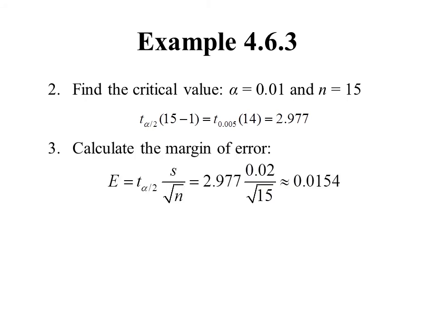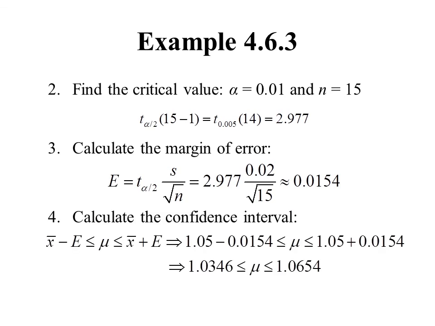Then next we calculate our margin of error. Here's our formula. We plug stuff in, t times s divided by square root of n. We do that arithmetic, and we get this margin of error. Fourth step, calculate the confidence interval. Again, here's our formula: x bar minus E, x bar plus E, and so we plug in those numbers, do that arithmetic, and we get our confidence interval.